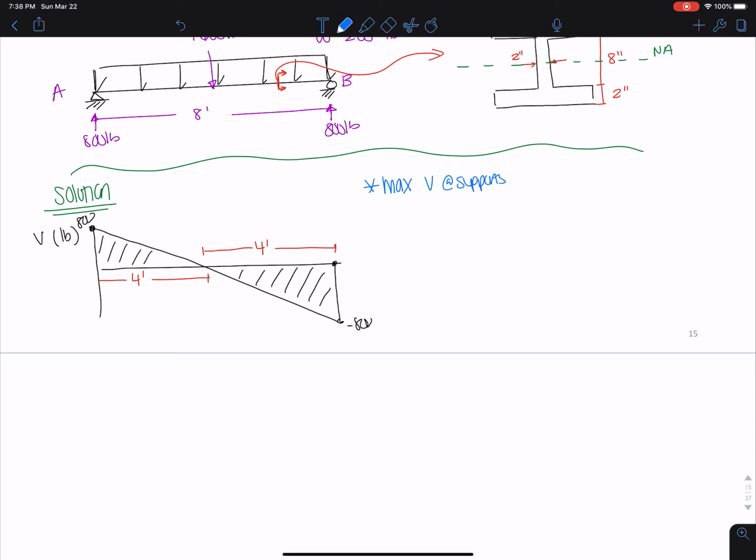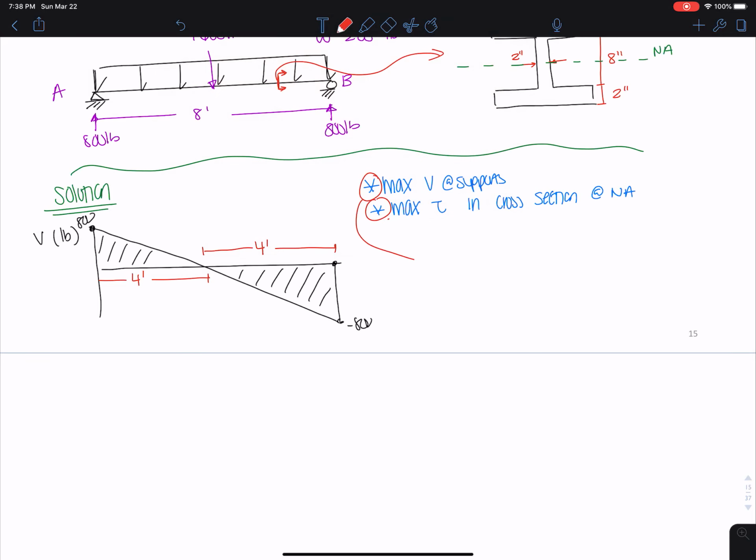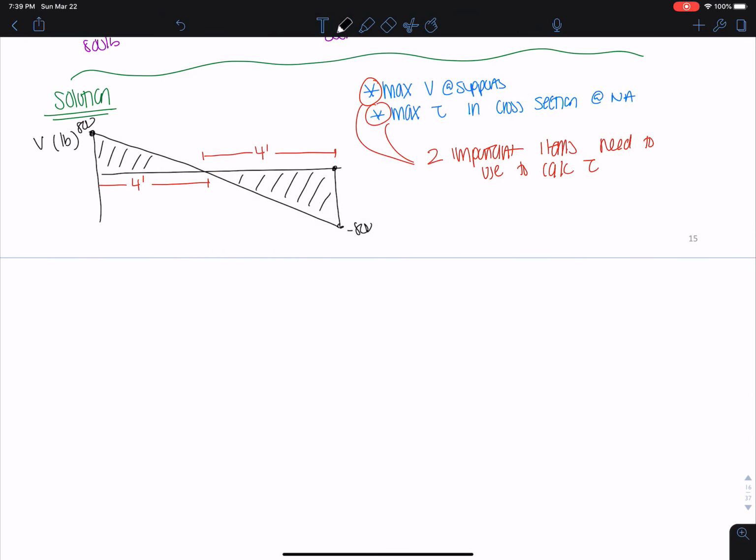The next thing that we need is that our max tau, we know this, for the cross section, is at the neutral axis. And this is always for linear elastic material. So these are the two really important items we need to know or use to calculate tau. Now that we know those two really important things, we can continue.